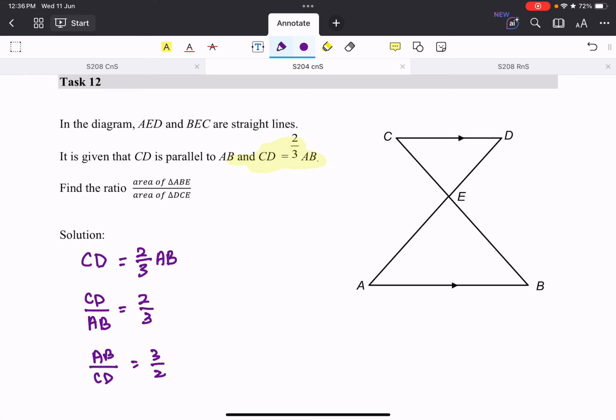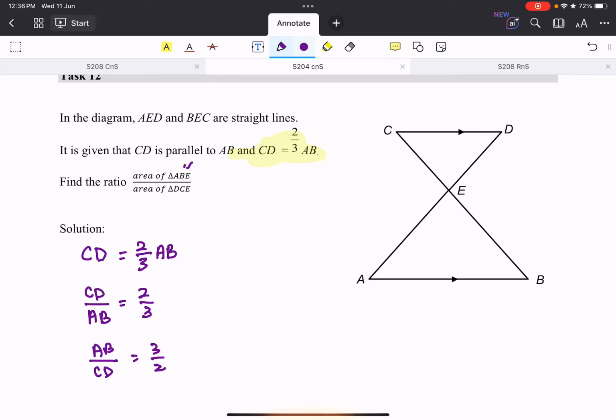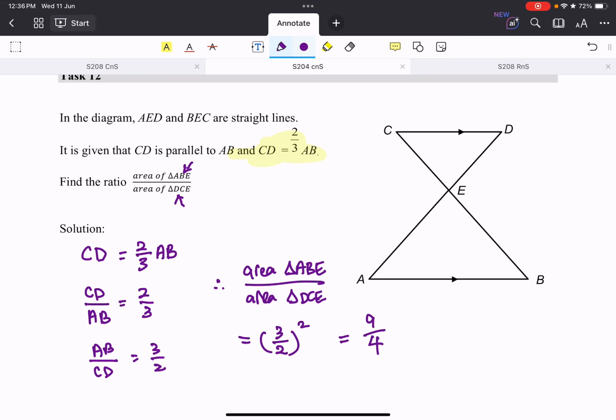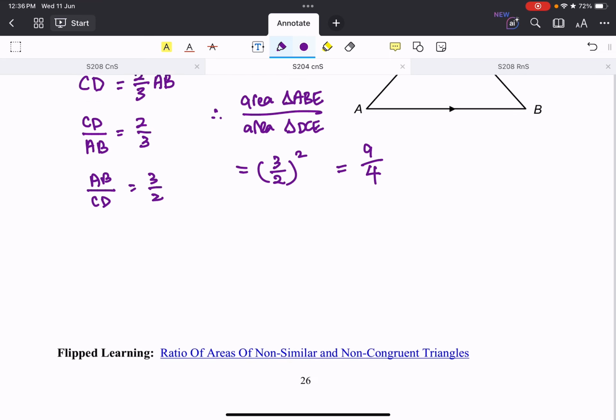So now I have my AB here and my CD, the lengths here. This is the ratio of the sides, and these triangles are similar. Therefore, area of triangle ABE over area of triangle DCE is going to be equal to (3 over 2) squared, which is equal to 9 over 4.